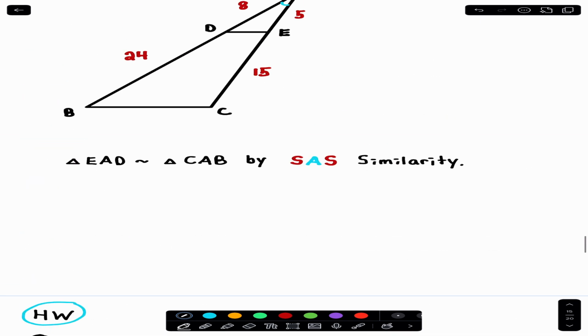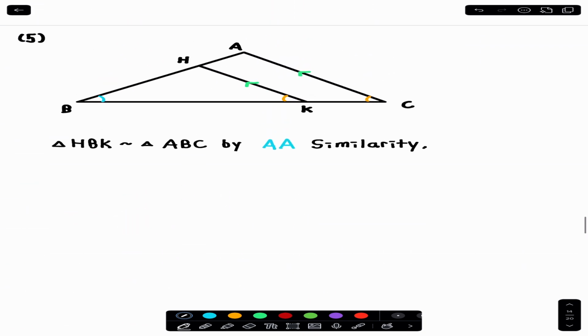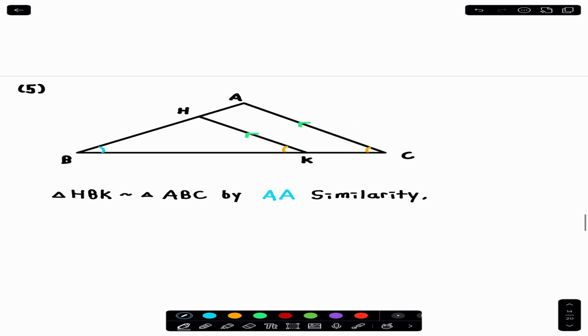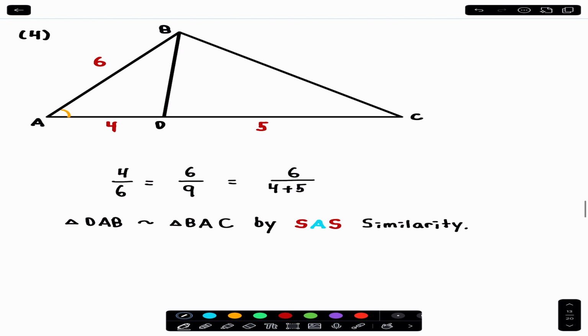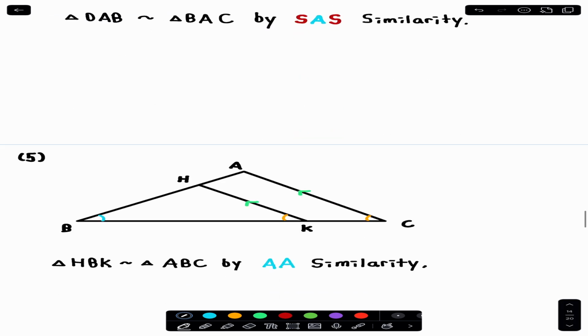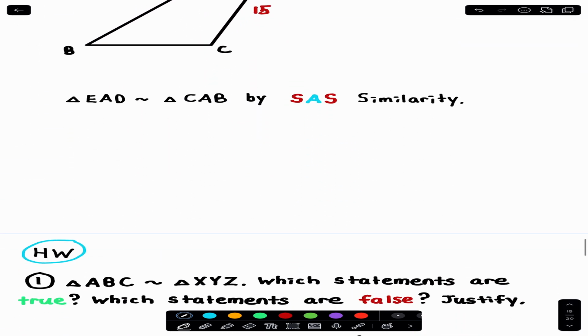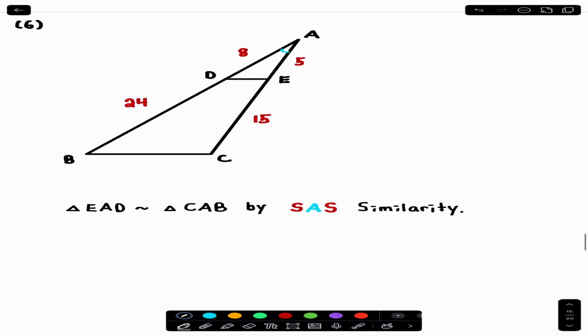So we went through a lot. We learned how to identify similar triangles and prove that two triangles are similar with three common techniques: angle, angle, side, side, side, side, and we got a few practice problems in.